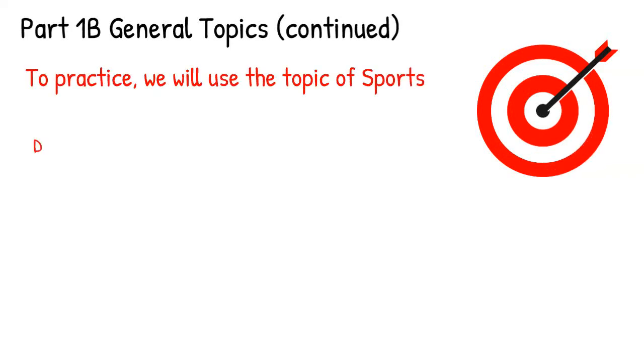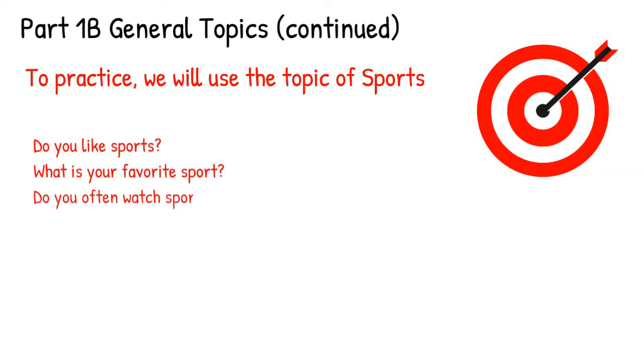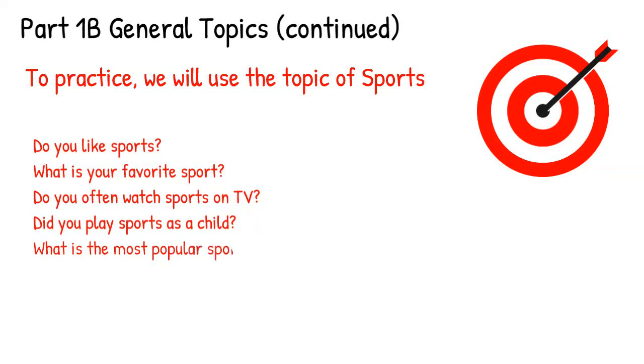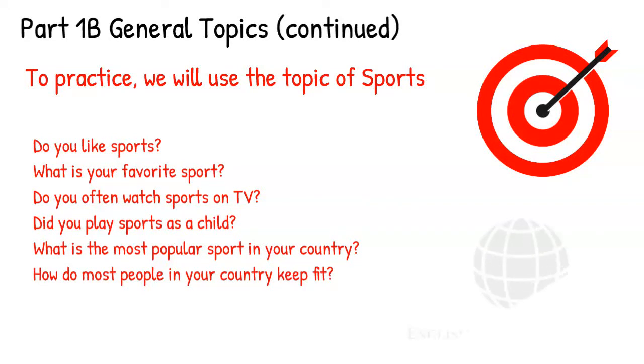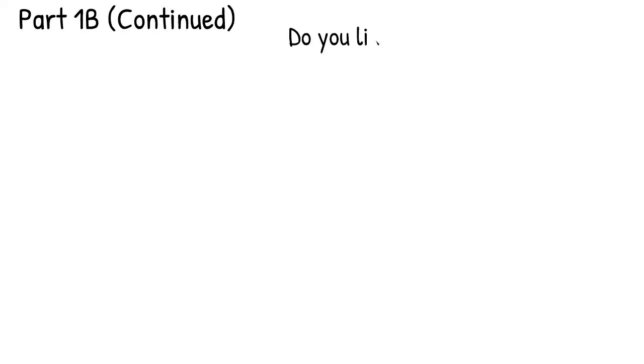Okay, so now we've been through a long list of topics and questions, and we discussed what the examiner wants to score us on. So now let's start to practice. Let's choose the topic of sports for our first try. To recap, the questions were, do you like sports? What is your favorite sport? Do you often watch sports on TV? Did you play sports as a child? What is the most popular sport in your country? And how do most people in your country keep?